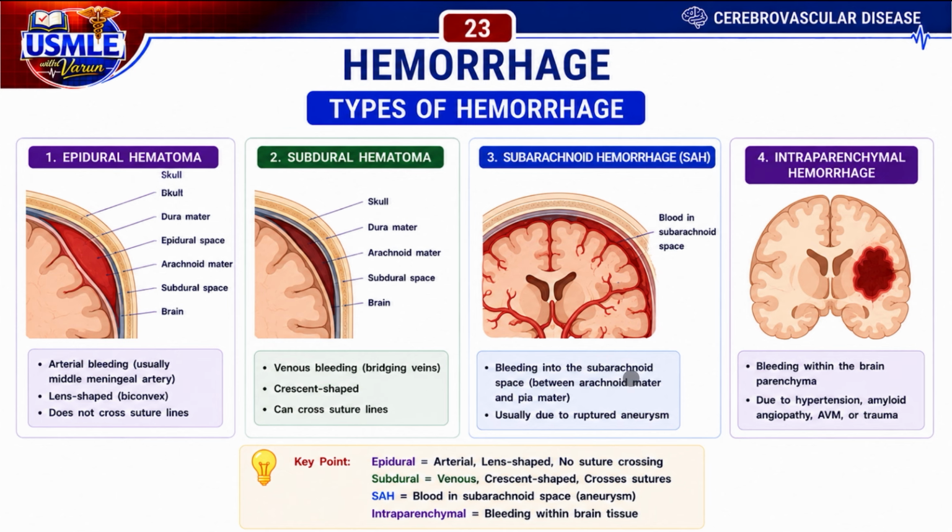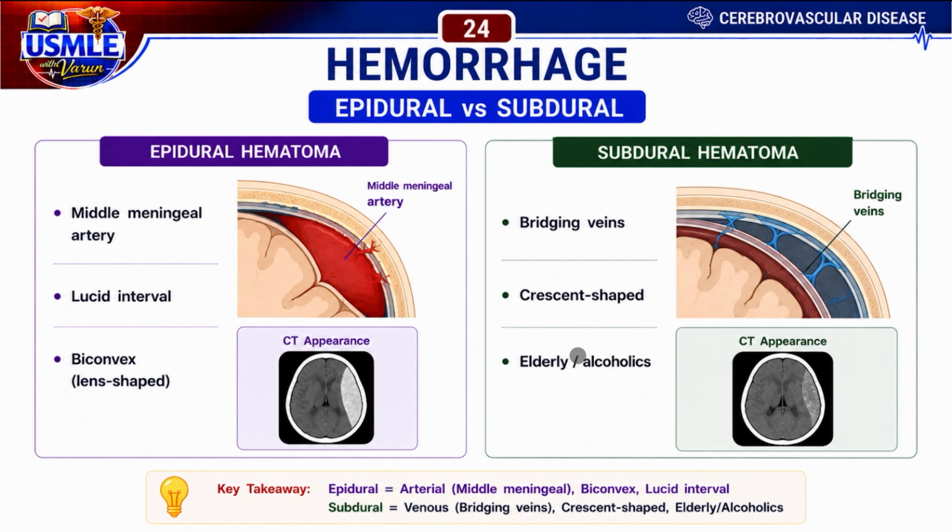Subarachnoid hemorrhage is characterized by bleeding into the subarachnoid space between the arachnoid mater and the pia mater. It's usually due to a ruptured aneurysm. Whereas intraparenchymal hemorrhage is associated with bleeding within the brain parenchyma. It's usually due to hypertension, amyloid angiopathy, arteriovenous malformations, and trauma. So epidural: arterial, lens-shaped, no suture crossing. Subdural: venous, crescent-shaped, crosses sutures. SAH: there is blood in the subarachnoid space, with an associated aneurysm. And intraparenchymal is associated with bleeding within the brain tissue.